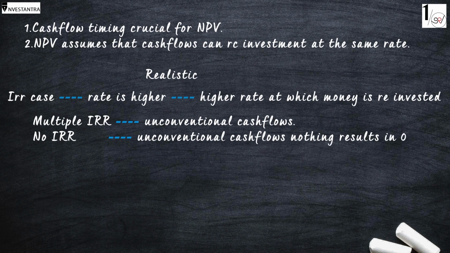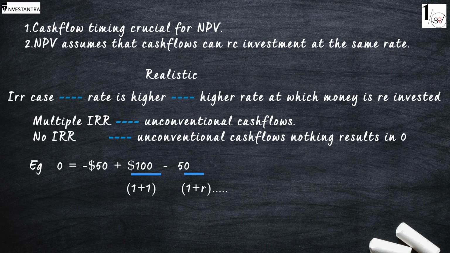See, for example, you're assuming that the zero is going to have minus $50 plus 100 divided by 1 plus R, right? What if I make this minus 50 by 1 plus R and then keep changing the signs? You might not get zero. There is a possibility that the project might be profitable, but you might not ever get a zero NPV.